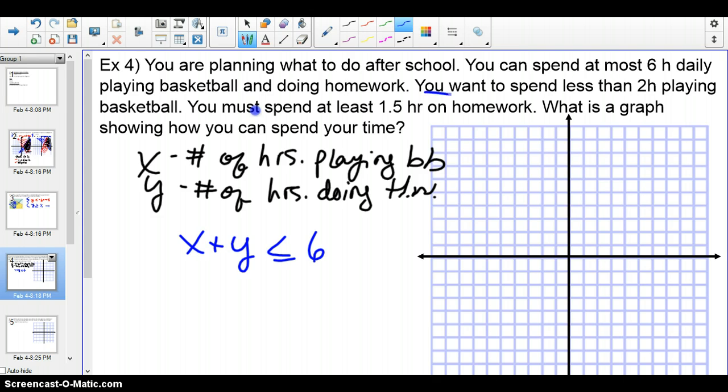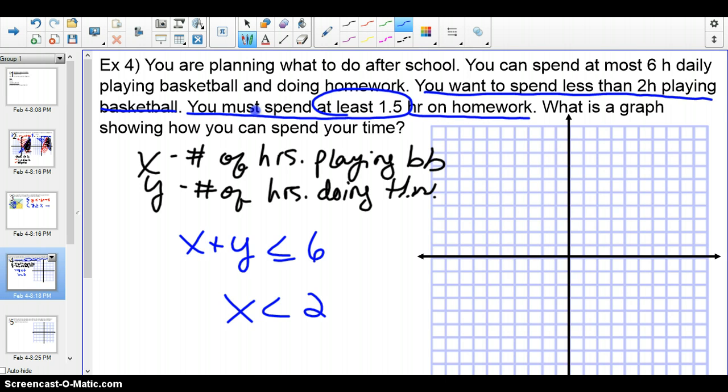Also, let's read this sentence here. You want to spend less than 2 hours playing basketball. If x is the number of hours playing basketball, then x needs to be less than 2. And then the next sentence says you must spend at least 1.5 hours on homework.